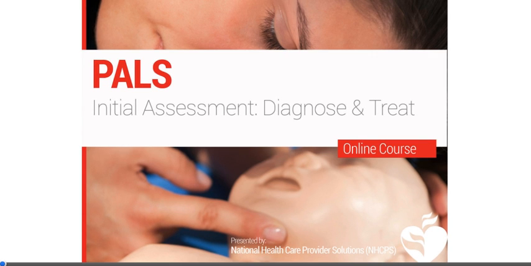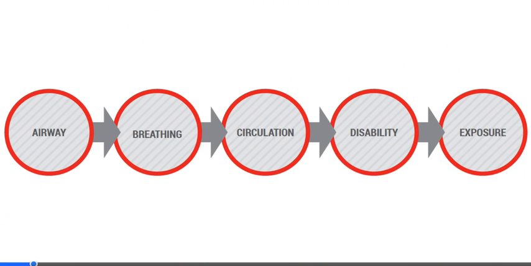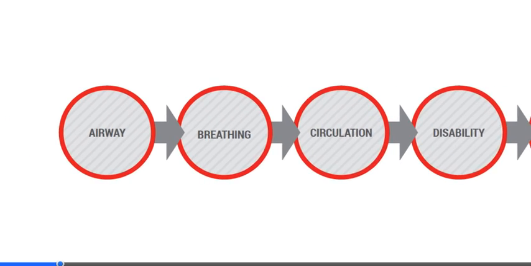In this lesson, we'll be learning about the initial assessment in pediatric advanced life support. The AHA recommends following ABCDE when making your initial assessment: airway, breathing, circulation, disability, and exposure.